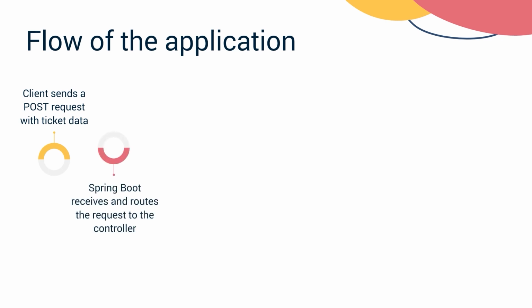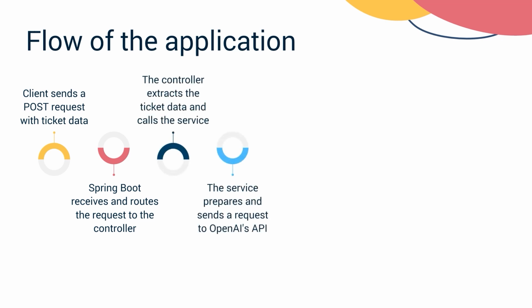Let's visualize the flow of the application. The client sends a POST request with ticket data. Spring Boot receives the request and routes it to the controller. The controller extracts the ticket data and calls the service. The service prepares and sends a request to OpenAI's API.